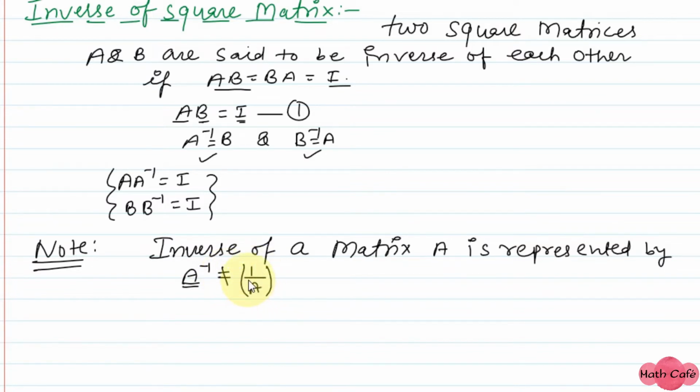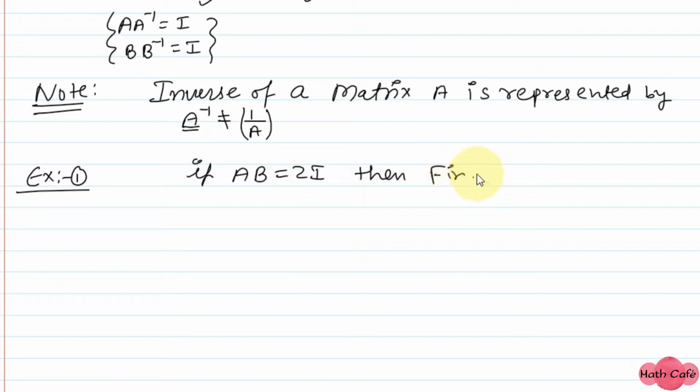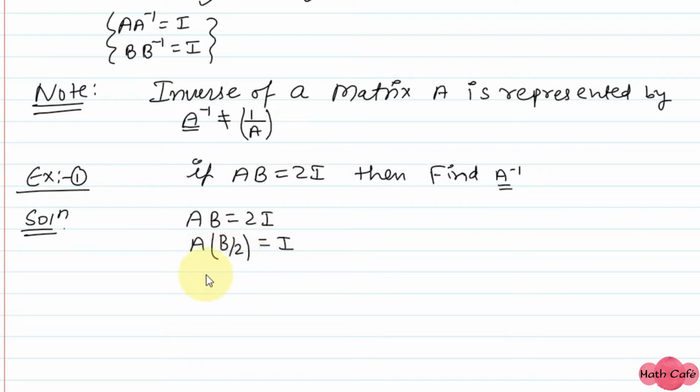All right, so let's take example here. Example number 1. Multiplication of two matrices AB is equal to 2I, then we need to find A inverse. Alright, so let's proceed with the solution. Now we need to remove 2 from right hand side, so I can write it as A multiplied by B by 2 is equal to I. So if A will be multiplied by A inverse, that will become I. So we know that A inverse will be B by 2.